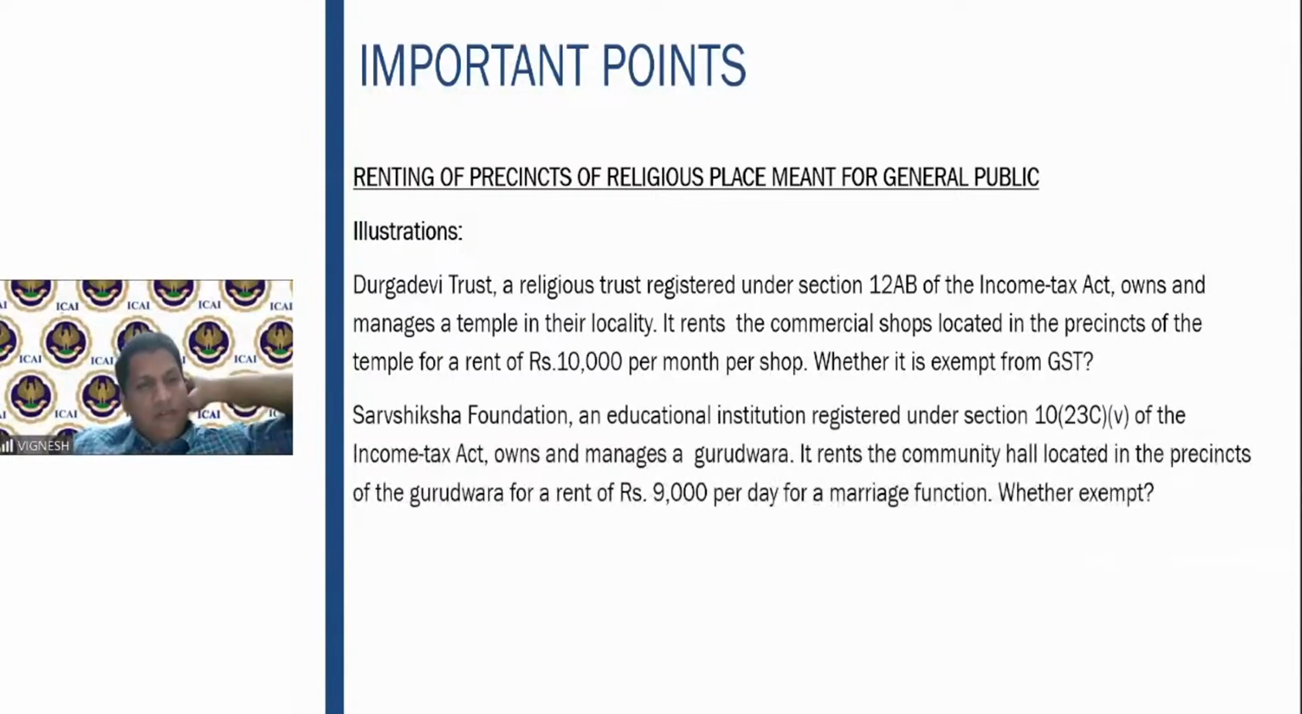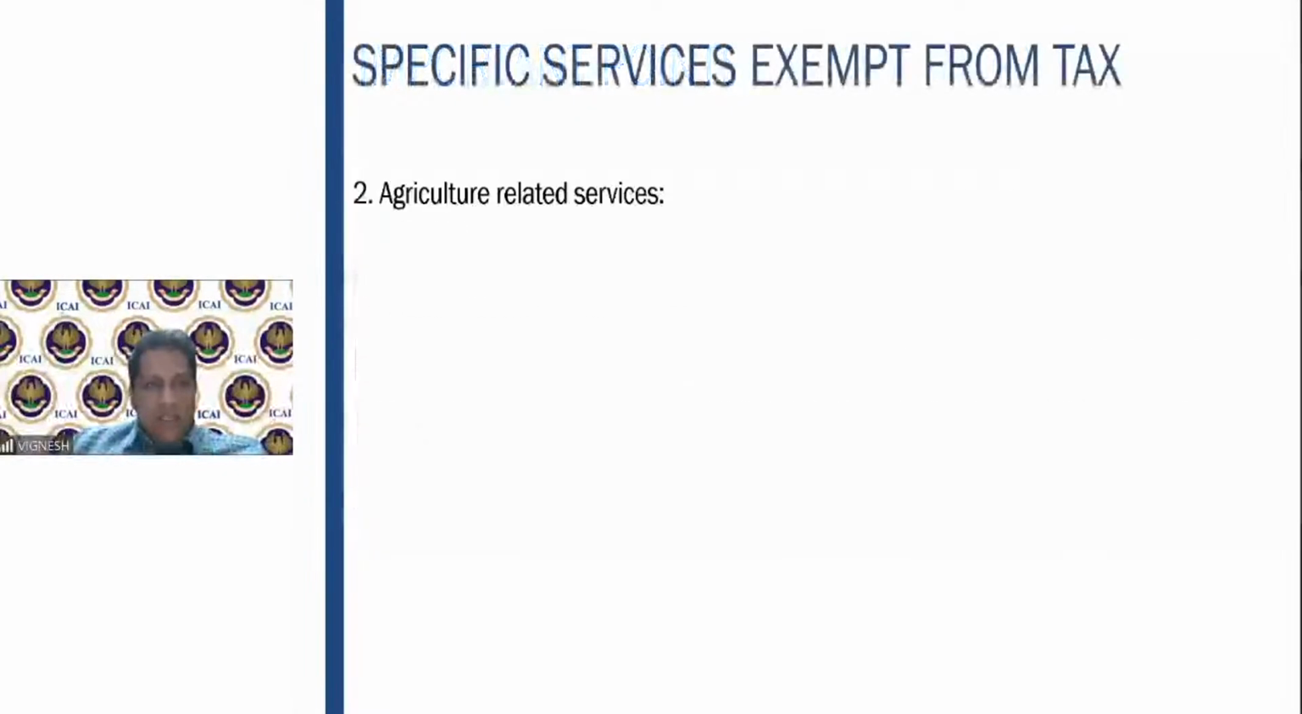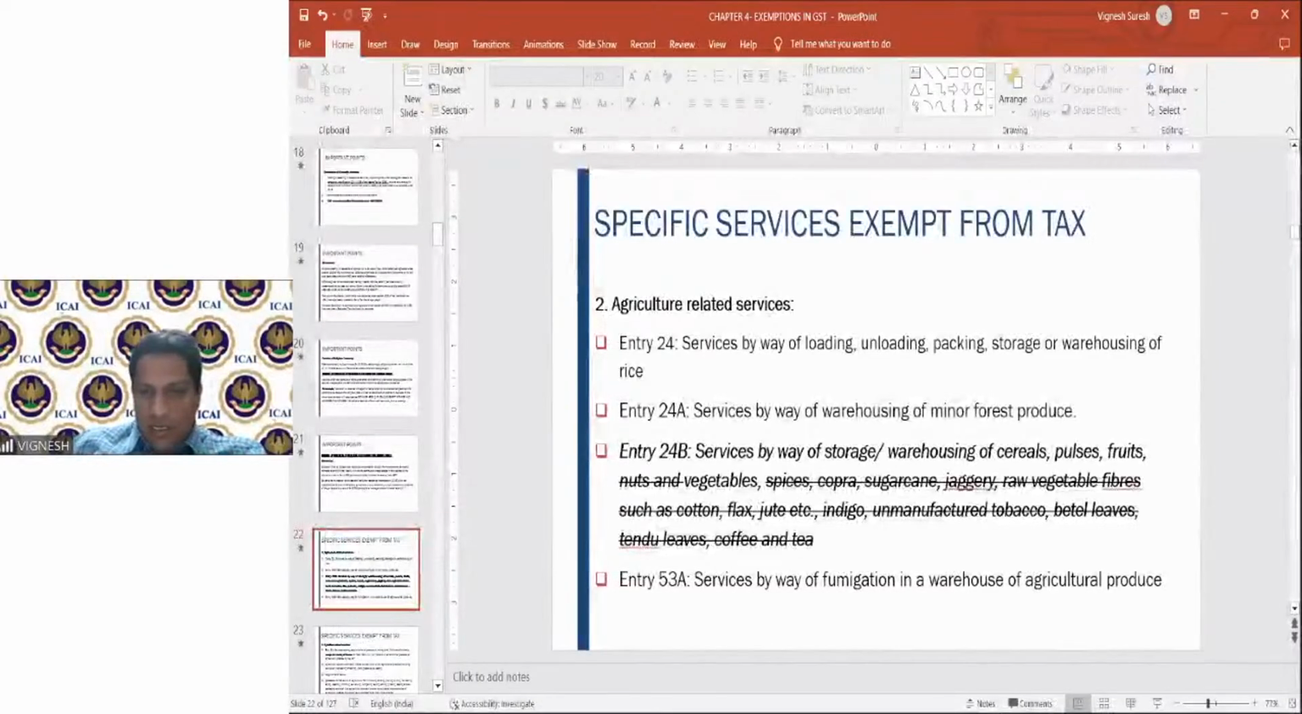Then Sarva Shiksha Foundation, an education institution registered under 12AB, 10(23C)(v) of the Income Tax Act, owns and manages a Gurudwara. It rents the community hall located in the precincts of the Gurudwara for rent of 9,000 per day. So this is less than 10,000 per day, and less than 10,000 per day is exempt from GST. So the second one is exempt. So I hope it is clear, this charitable activities related section.